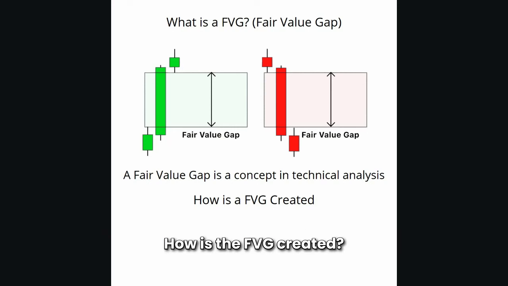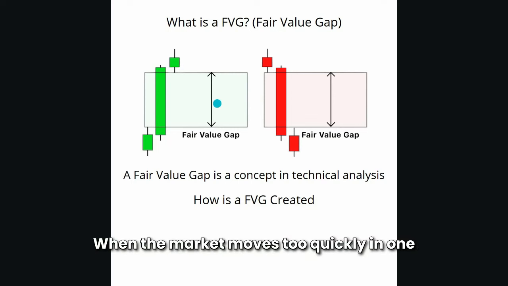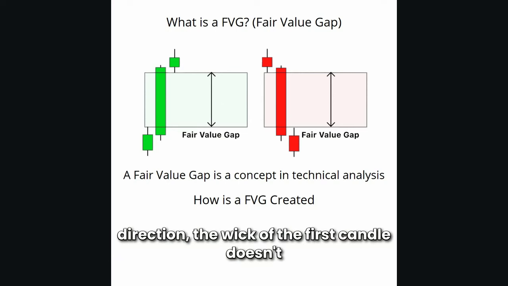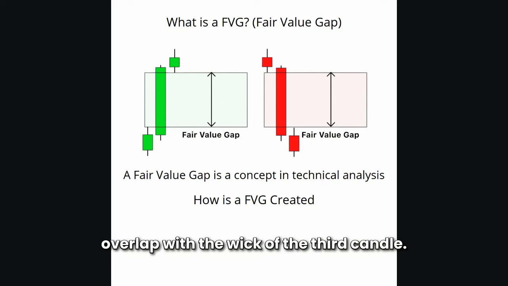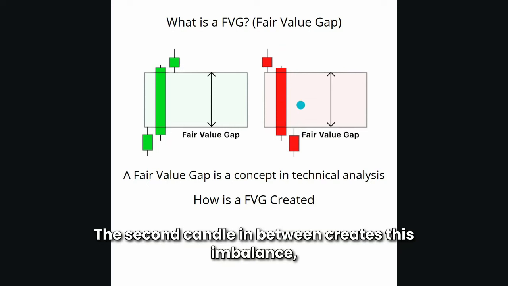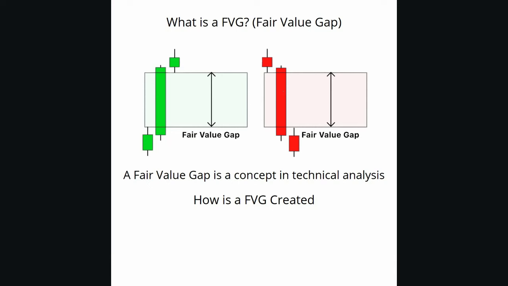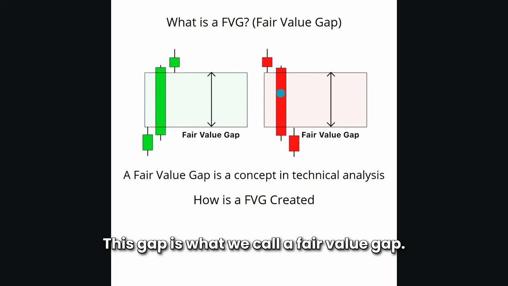How is a FVG created? Imagine these three candlesticks. When the market moves too quickly in one direction, the wick of the first candle doesn't overlap with the wick of the third candle, so this wick doesn't overlap with the last wick of these three candles. The second candle in between creates this imbalance, leaving a gap where the price didn't trade. This gap is what we call a fair value gap.